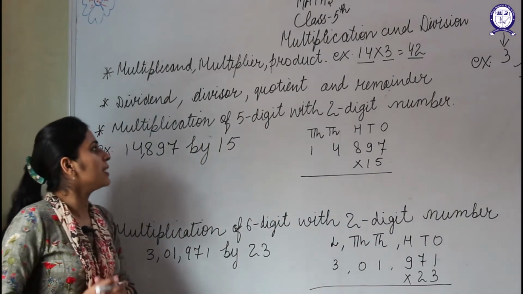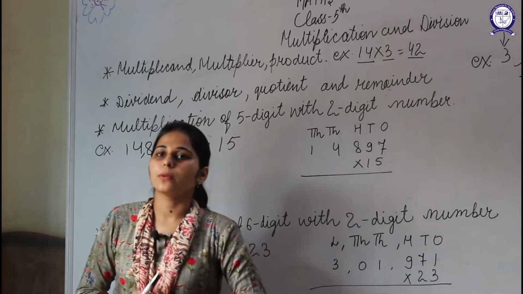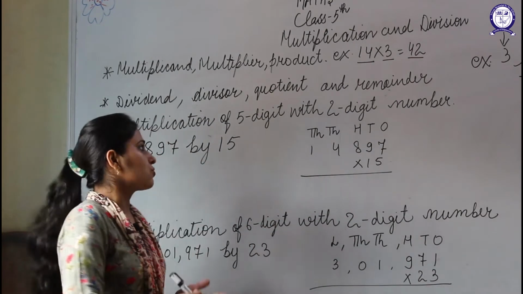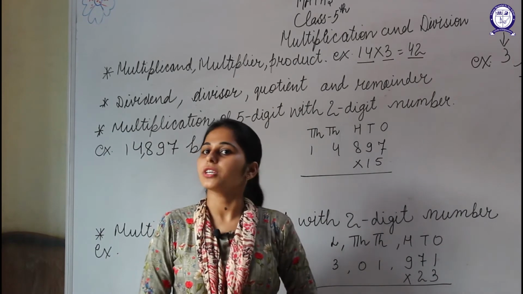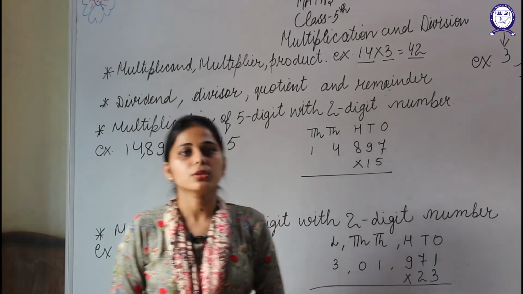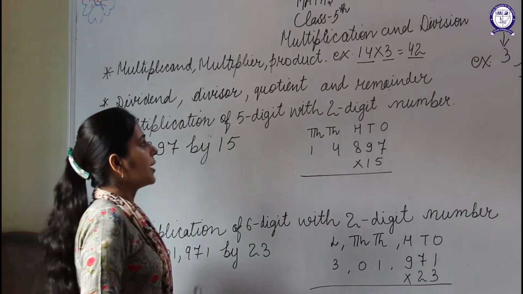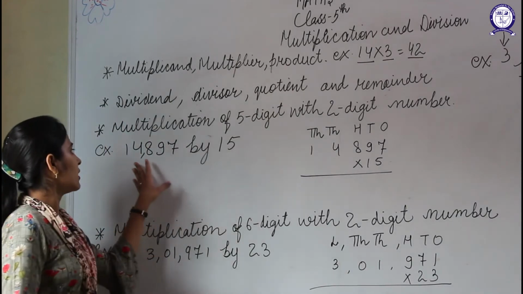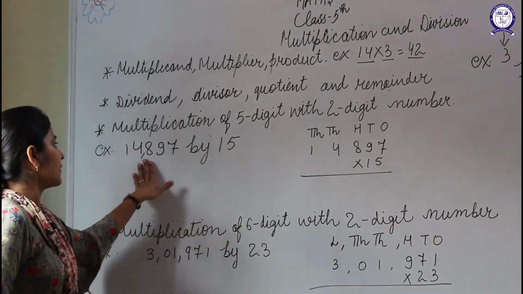Now let's begin with multiplication of a 5 digit number with a 2 digit number. As you all know, small multiplication of 4 digit or 3 digit numbers we have discussed in our previous class. If you have not understood the multiplication, you can also check the list of class 4th multiplication, and here we will discuss multiplication of 5 digit with 2 digit, students. So let's begin. Here we have 14,897 by 15. We need to multiply this number by this.